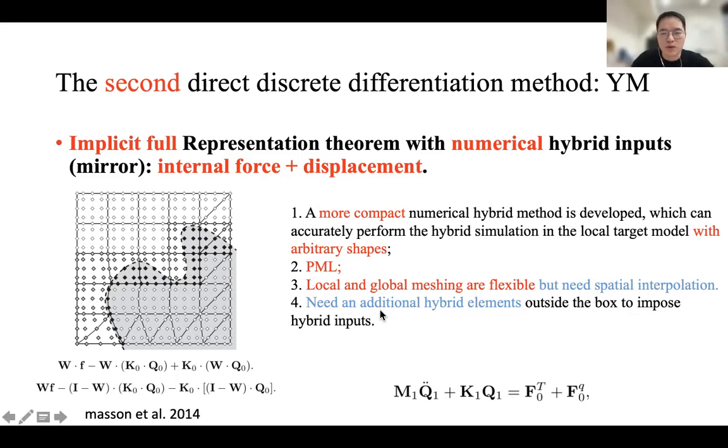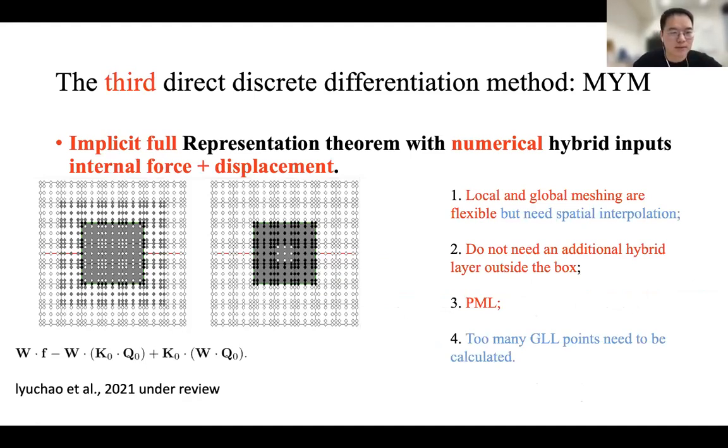And one thing is that we always need an additional hybrid element outside the box to impose hybrid input. That's what I mean. The hybrid element here is like this way. We always need elements outside the box. But in fact, we do not need it. We found that we can modify it. The green one is the box. We only need the element inside the box, so we do not need additional elements outside the box.